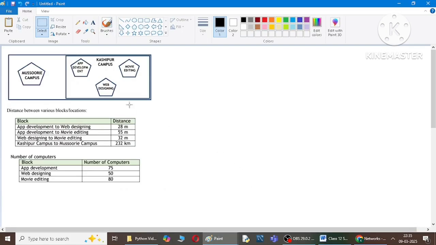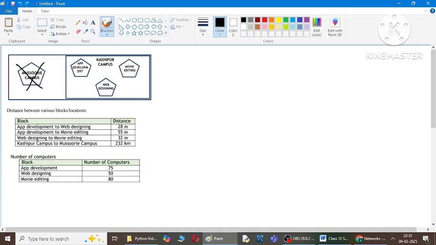So there is another example also here. There are 3 blocks here: app development, web designing, and movie editing in Kashipur campus. We should not include Mussoorie campus. We cannot lay a cable for 232 kilometers. So never include this in the drawing. We just have 3 blocks.